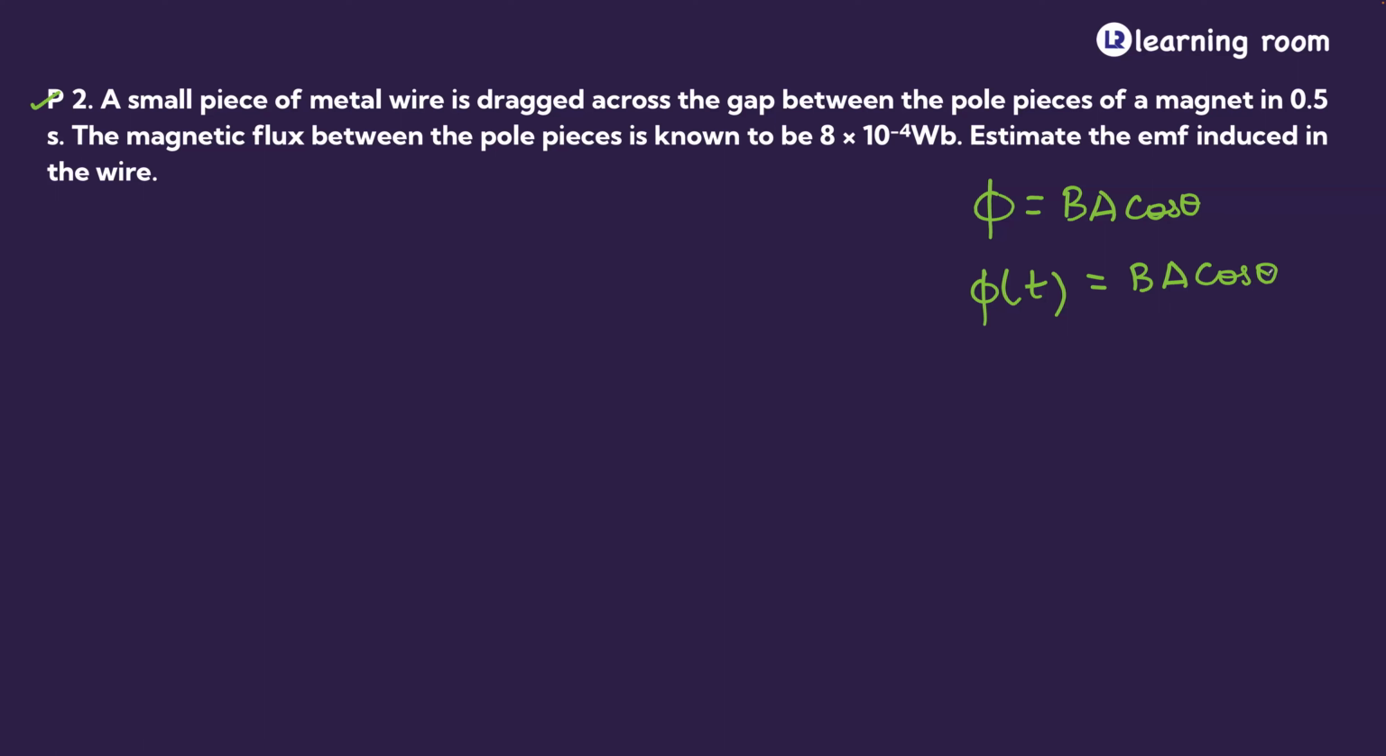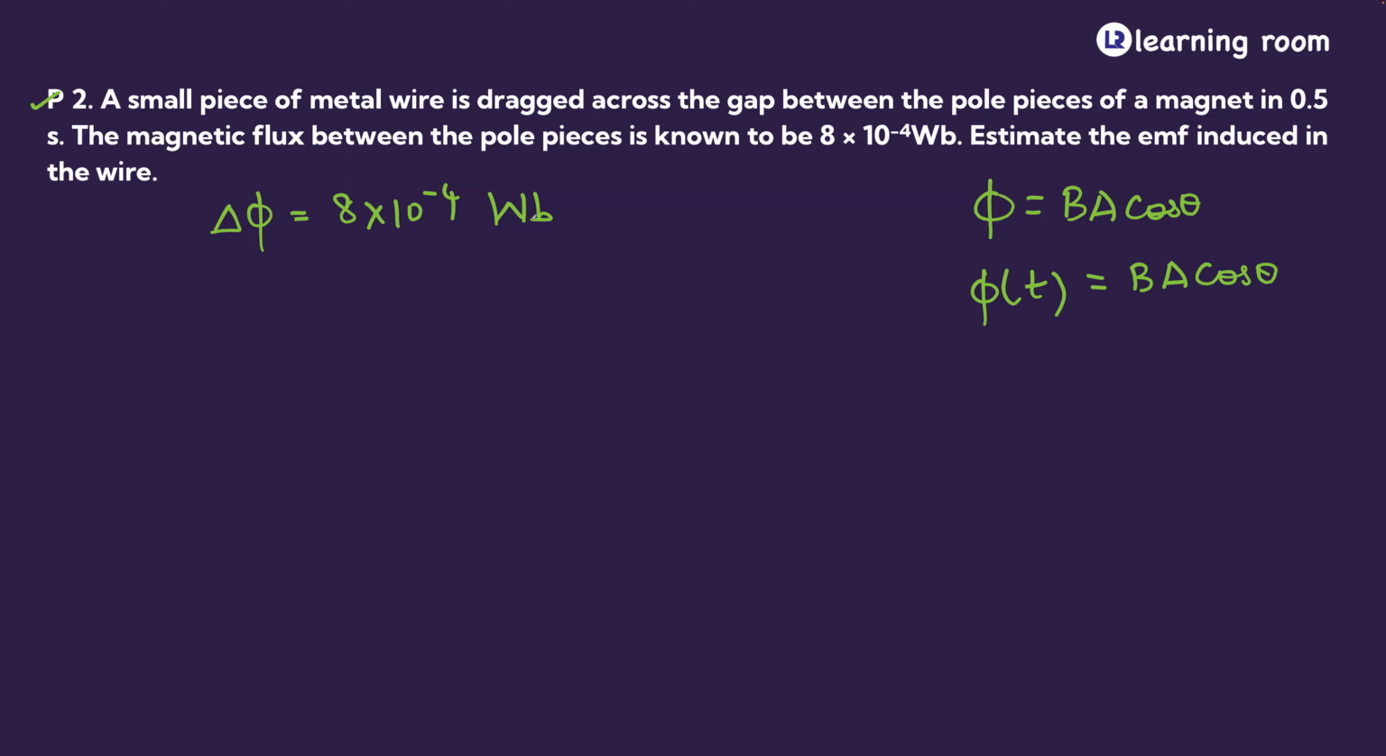Next, the magnetic flux between the pole pieces is known to be 8 into 10 power minus 4 Weber. Estimate the EMF induced in the wire. When they say the magnetic flux between the pole pieces is known to be 8 into 10 power minus 4 Weber, that is the amount of flux that gets associated with the coil as soon as it enters the field. So what is the change in flux taking place through that coil? The change in flux is going to be 8 into 10 power minus 4 Weber.